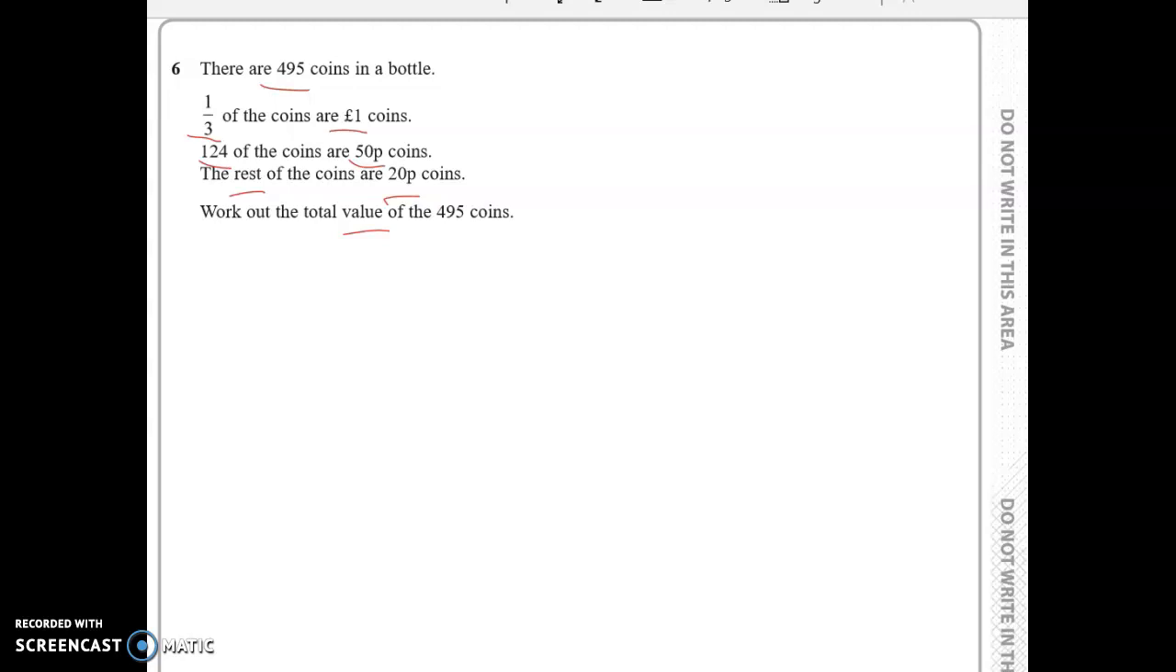So here we go. I'm going to write this information out more clearly for me in the space below. So we've got 495 coins, so that is our total number of coins, not the value of the coins. I know that a third of the 495 are pound coins, so I need to work out 495 divided by 3, because that's how you work out a fraction of an amount. You divide by the bottom and times by the top.